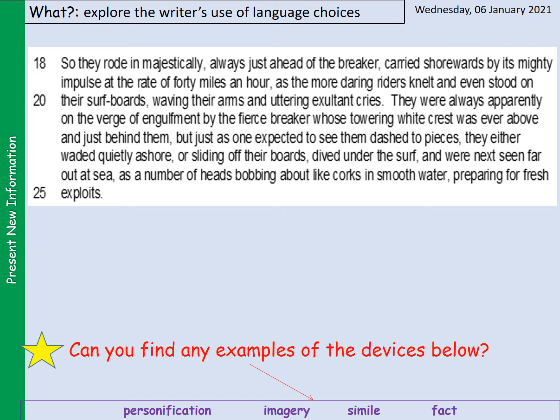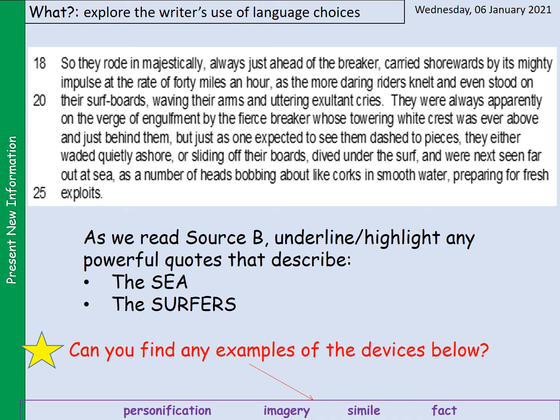So can you find any examples, and can you underline or highlight any powerful quotes that describe the sea and the surfers? Pause the video there for a minute while you do that.